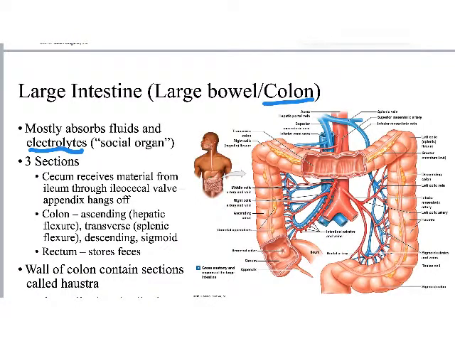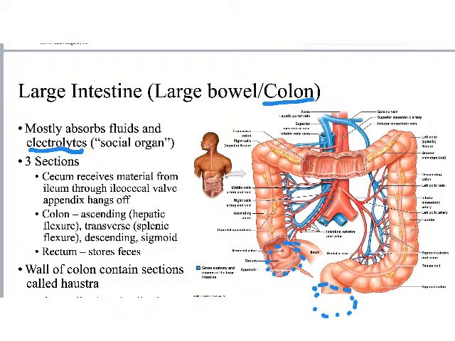We call the end here, the part that attaches to the ileum, the cecum. We call the rest of the large intestine the colon, and then the rectum is the part that stores feces until you're ready to get rid of it. When we talk about the colon itself, it actually has 4 parts.